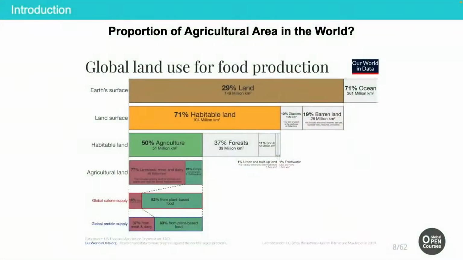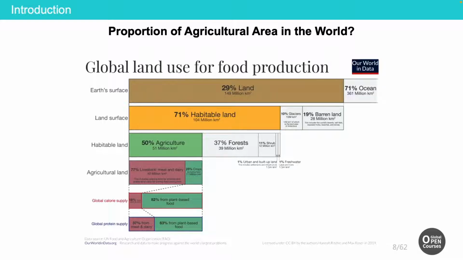So from this figure, we will see the proportion of the global land area today. You all know that 29% of the Earth's surface is land, and in land area, 10% of the world is covered by glaciers, and a further 19% is barren land, which means deserts, dry salt flats, beaches, and exposed rocks. This leaves what we call habitable land, and half of all habitable land is used for agriculture. So when we multiply 71% by 50%, which is around 35%, the answer is 1/3.